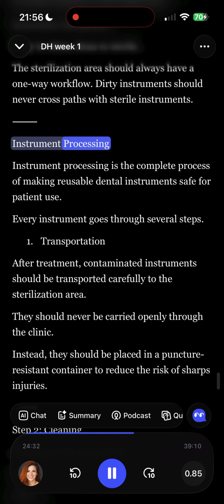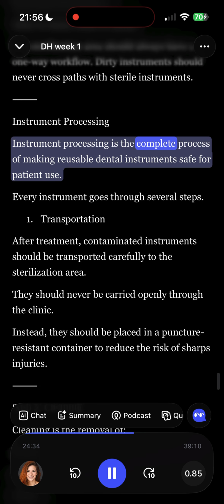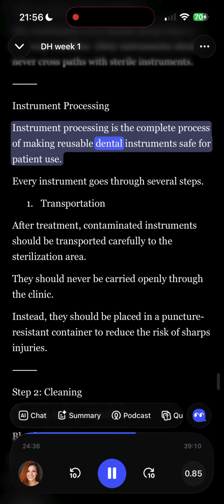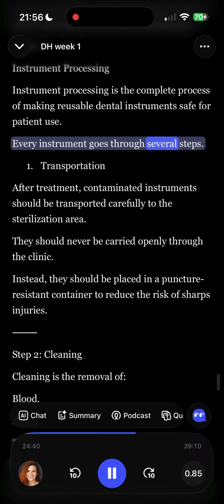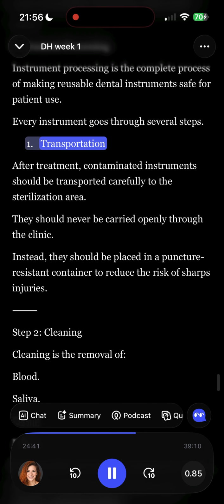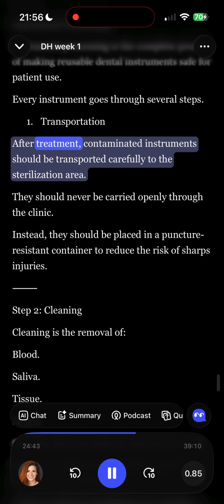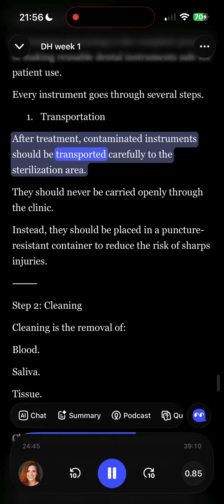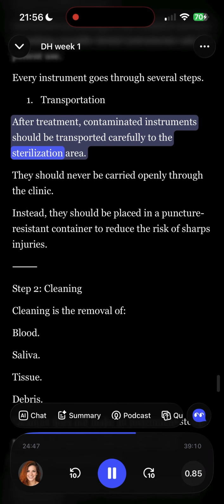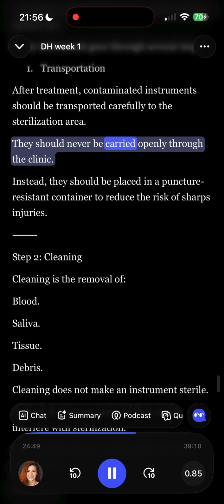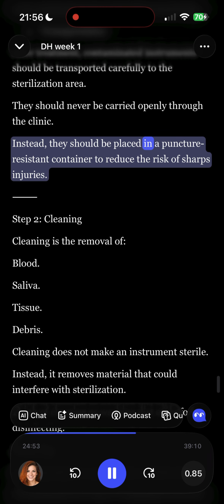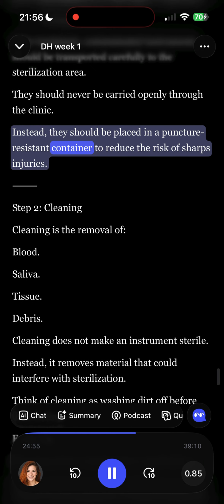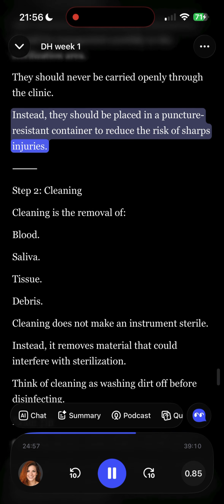Instrument processing. Instrument processing is the complete process of making reusable dental instruments safe for patient use. Every instrument goes through several steps. Step 1. Transportation. After treatment, contaminated instruments should be transported carefully to the sterilization area. They should never be carried openly through the clinic. Instead, they should be placed in a puncture-resistant container to reduce the risk of sharps injuries.